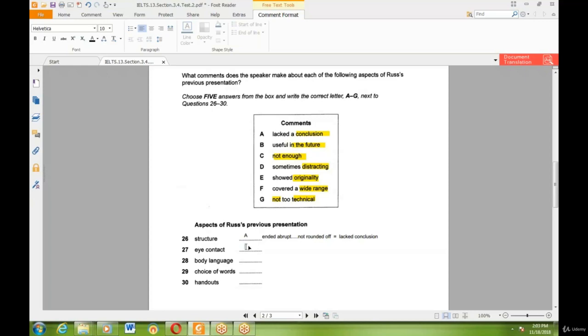What's number 27? 27 is C. What are they doing? What do they say? Made very little. That's equal to what? Not enough. Synonym matching. 28. 28 is D.